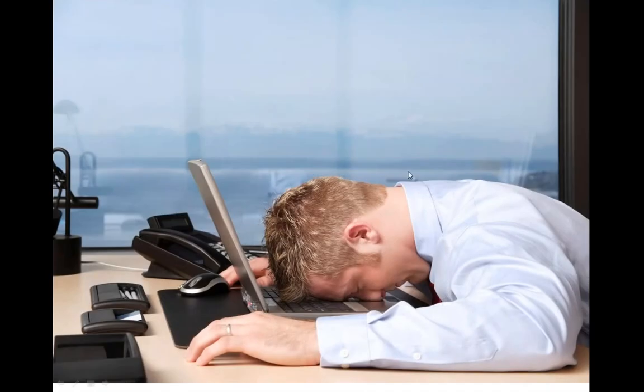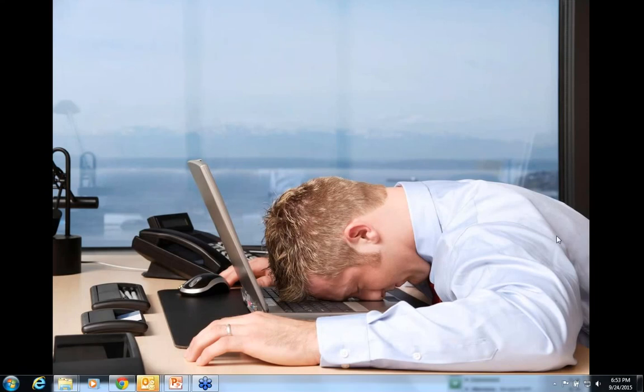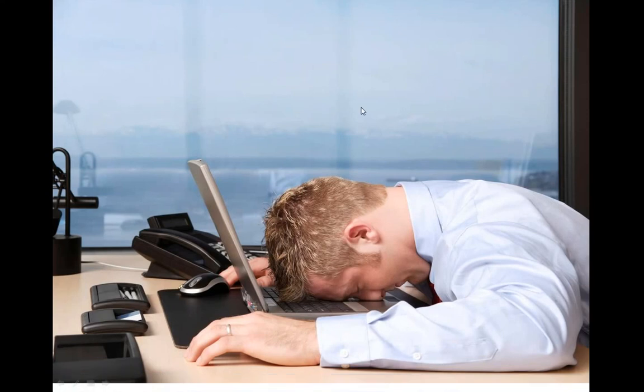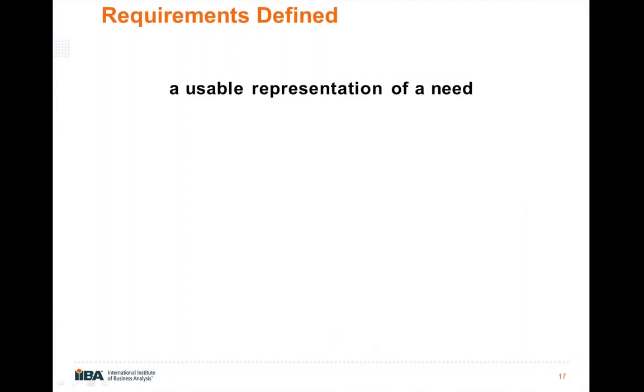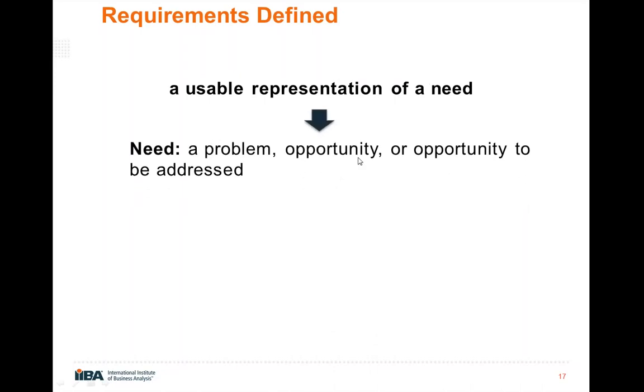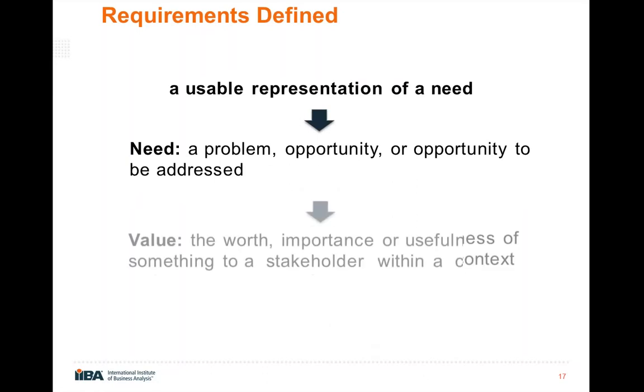And why complex? Because it's not about remembering these terms. It's about having a clear understanding, so that when you're actually performing your BA role, you're able to relate to that. So it was very confusing, and that's what I think got simplified a lot. So what is the requirement in version 3 now? It's a usable representation of a need. Very simple. What is a need? It could be a problem or an opportunity to be addressed, right?